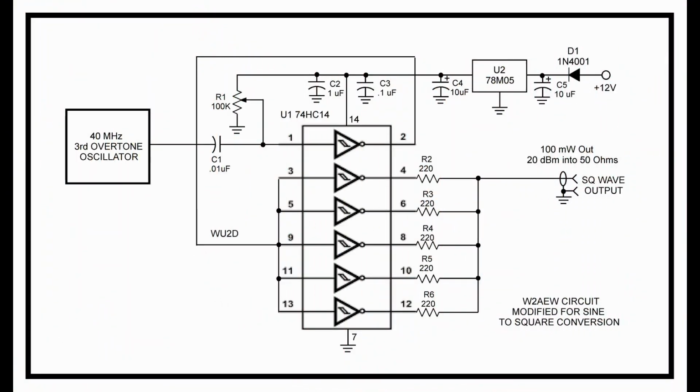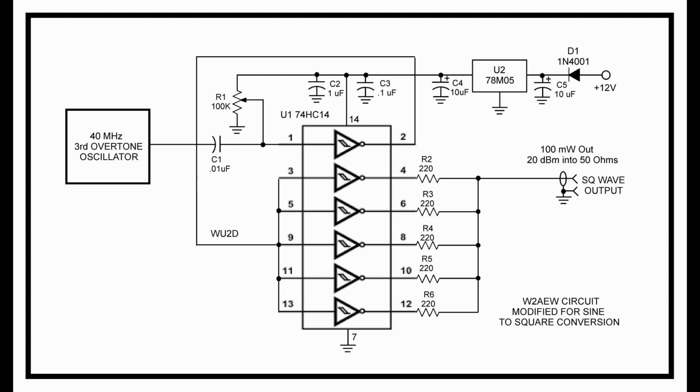I'm using the 74HC14. It's a high-speed CMOS hex Schmitt trigger inverter. And the nice thing about a Schmitt trigger is it can be used to turn a sine wave into a square wave. So that means that I can use my original 40 megahertz overtone oscillator and simply couple into the input of the first Schmitt trigger on the chip.